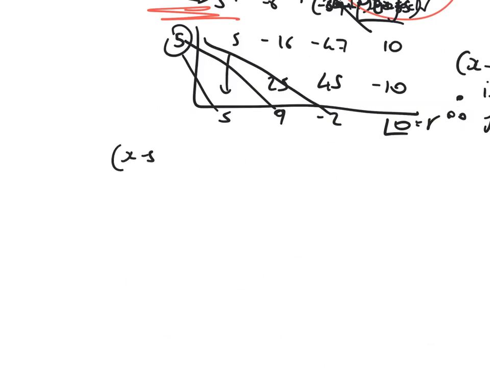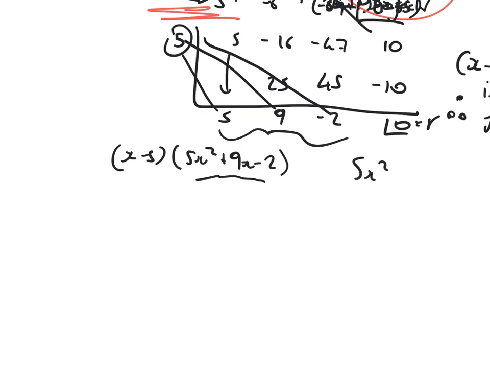Okay, so x minus 5 is a factor, and the quotient here is 5x squared plus 9x minus 2. So let's factorise this one further, take it to the side. This is obviously a National 5 skill. 5x squared plus 9x minus 2, so 5 times minus 2 is minus 10. Two numbers that multiply to give minus 10 and add together to give 9 are going to be 10 and minus 1.